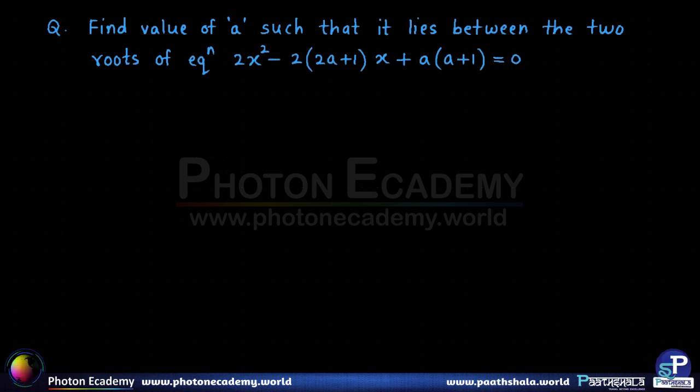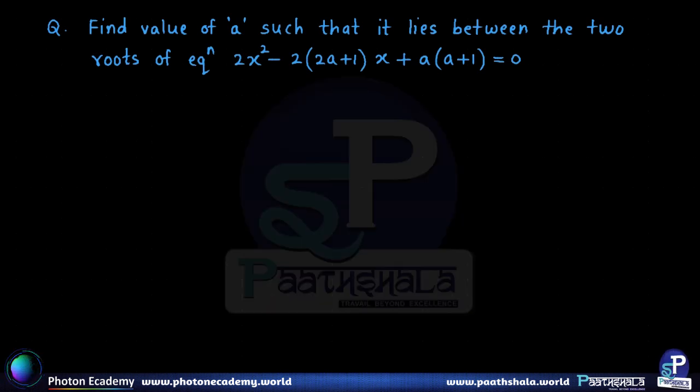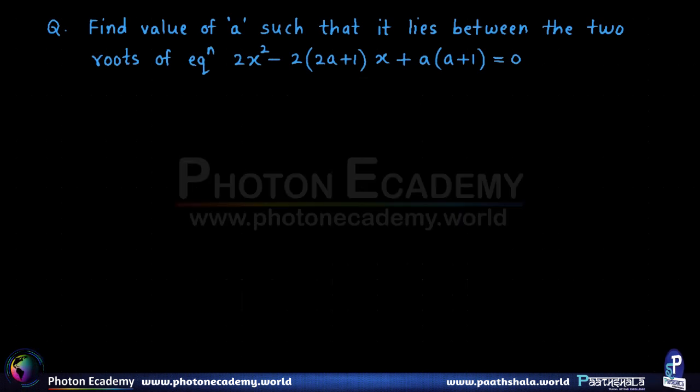Find the value of a such that it lies between the two roots of equation 2x square minus 2 into 2a plus 1 times x plus a into a plus 1 equal to 0. So here once again let us try to draw the graph first, because that will give us a fair idea of the conditions. We observe that the coefficient of x square is 2 here, so it's a positive number. So therefore the graph will open upwards.